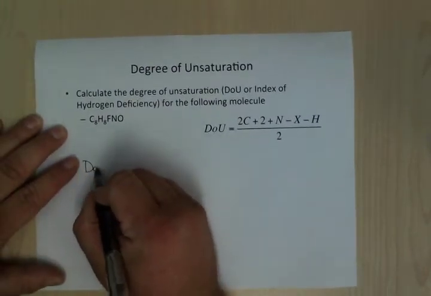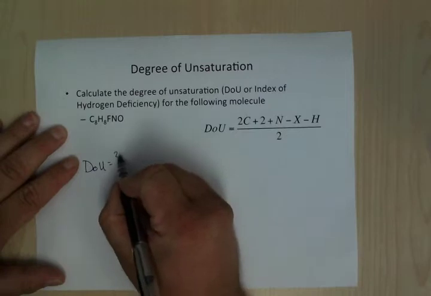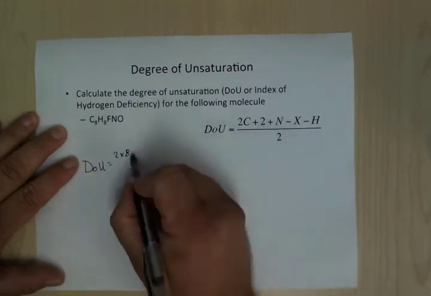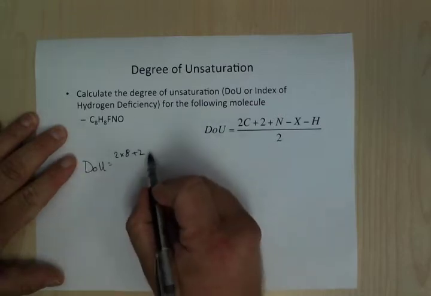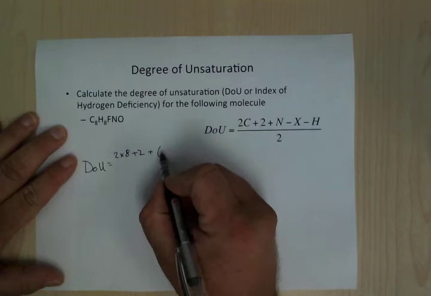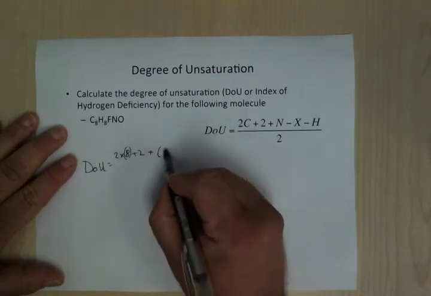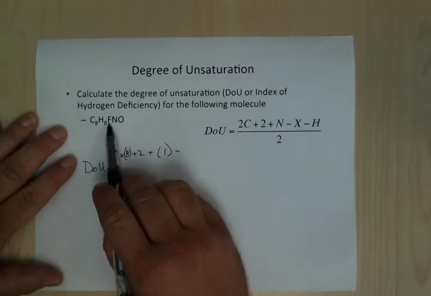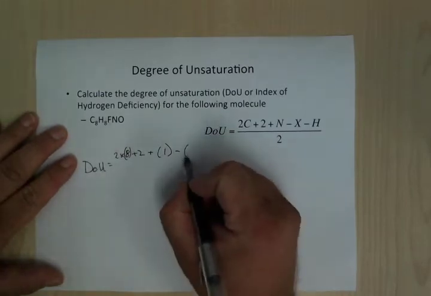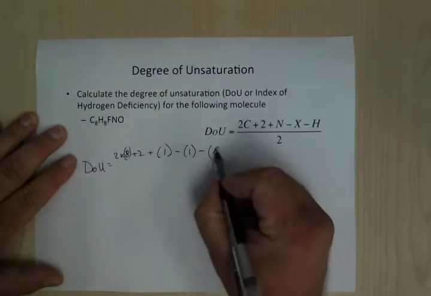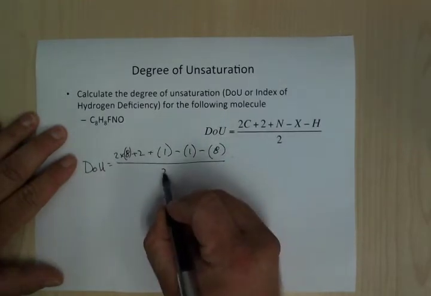So DOU, right? So 2 times the number of carbons, so that's 8, plus 2. That's just a constant in there. Plus the number of nitrogens, which is 1, right? Minus the total number of halides. So here we only have 1 halide. It's fluorine, right? So minus 1. Minus the number of hydrogens, which in this case again is 8. Okay, all divided by 2.